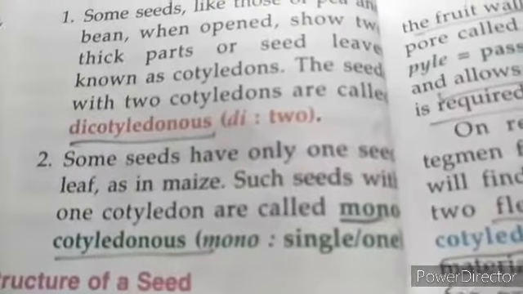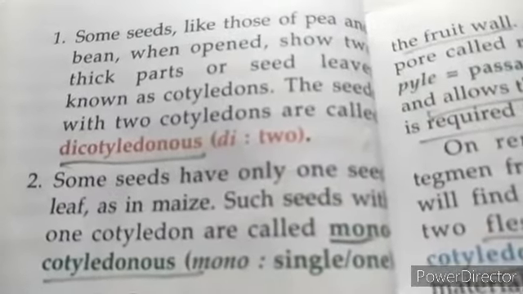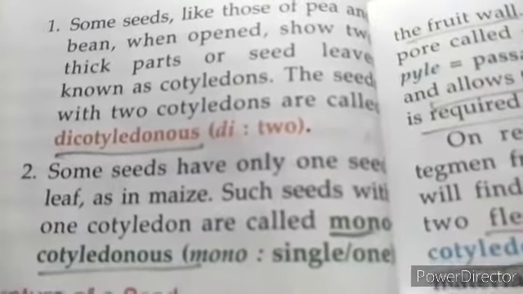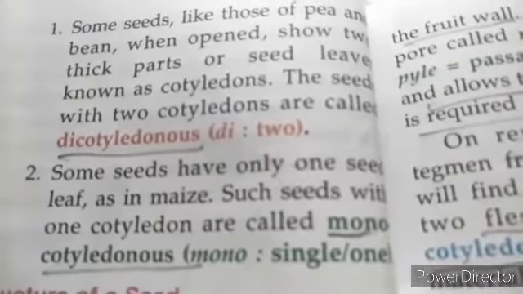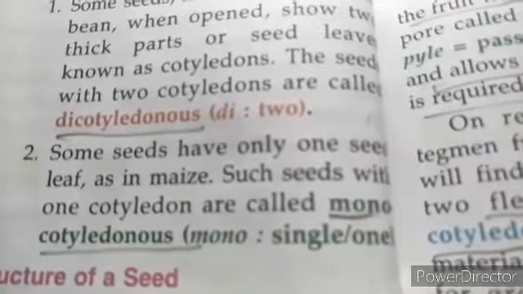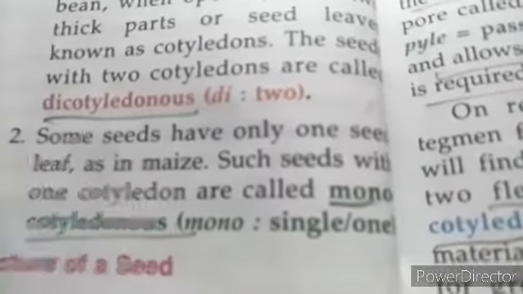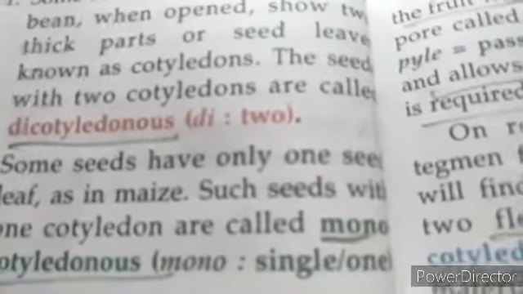And what are these? These are the early leaves for the seed. If there are two leaves, we call it dicotyledon. If there's only one leaf, we call it monocotyledon. I hope that makes it very easy.